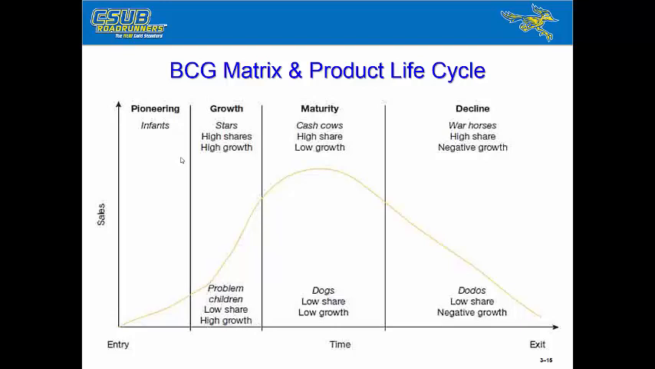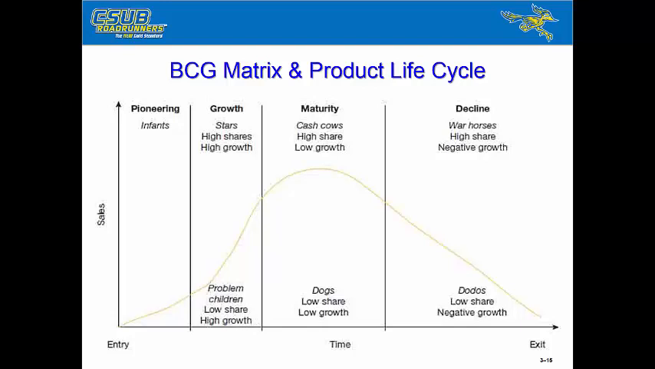How about an example of a star? High market share and high growth. Tesla. Yep, Tesla's a great example. By far and away, they're the dominant player in electric vehicles, or at least high-end electric vehicles, and the demand for high-end electric vehicles is growing rapidly. So, great example. How about a cash cow?